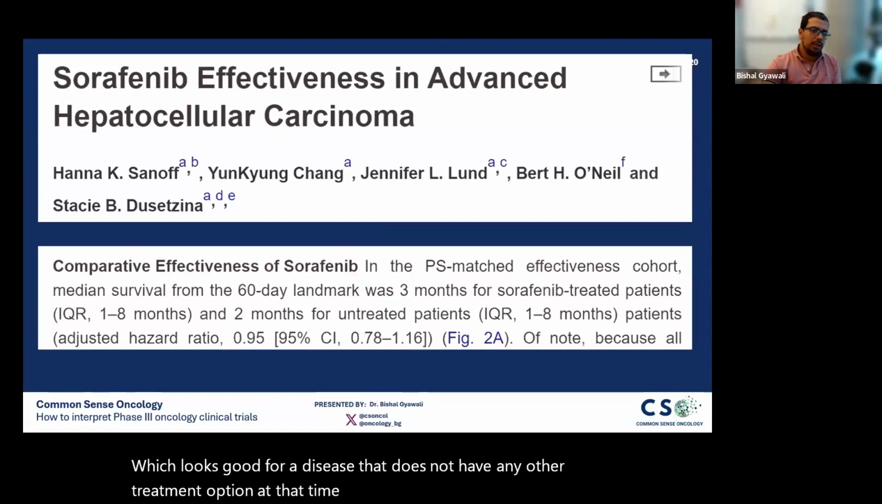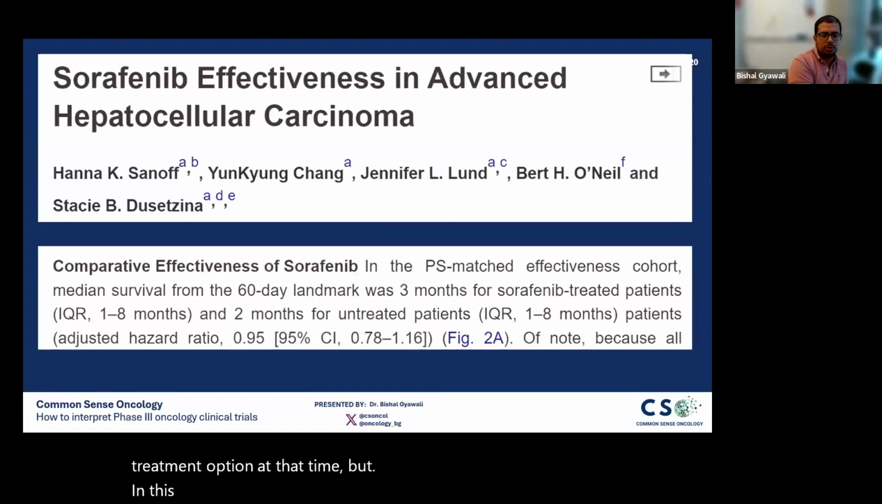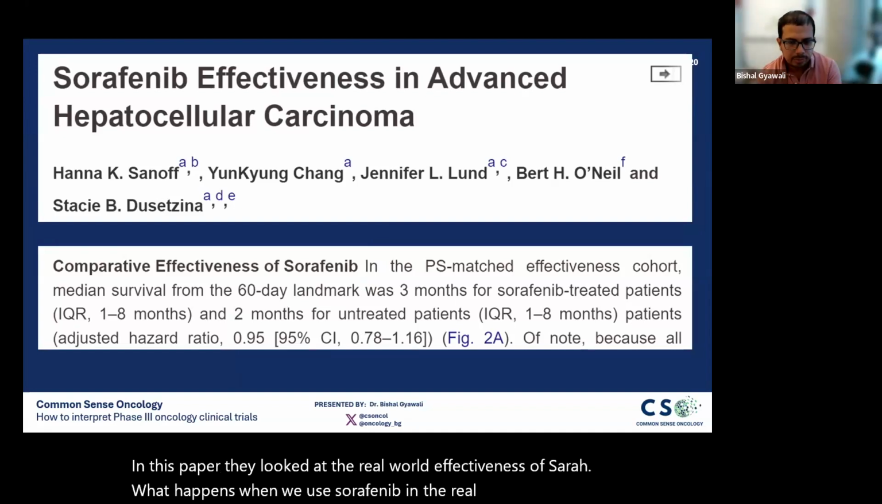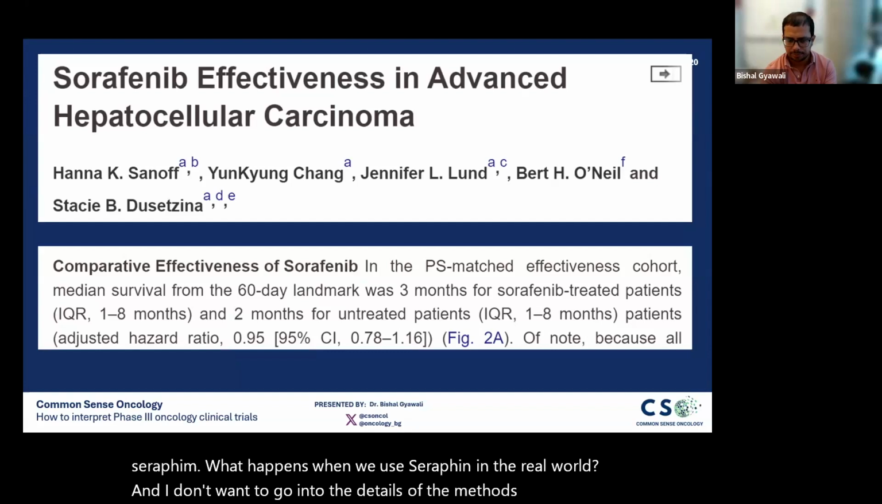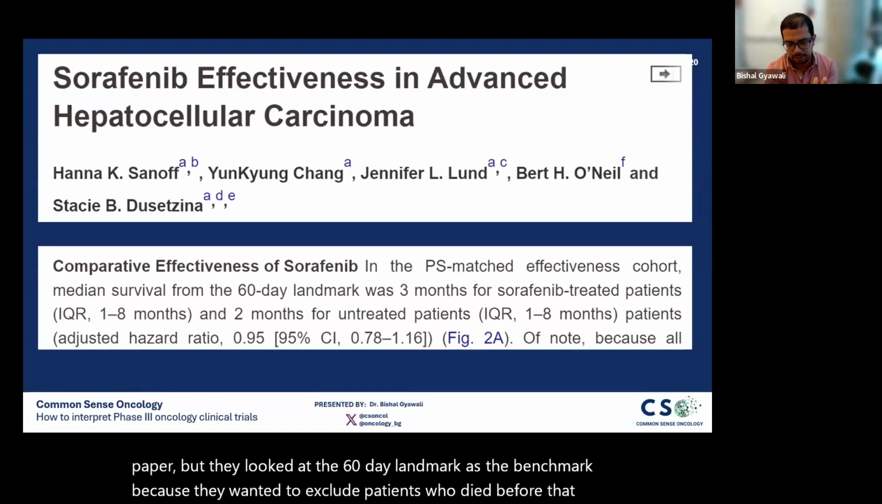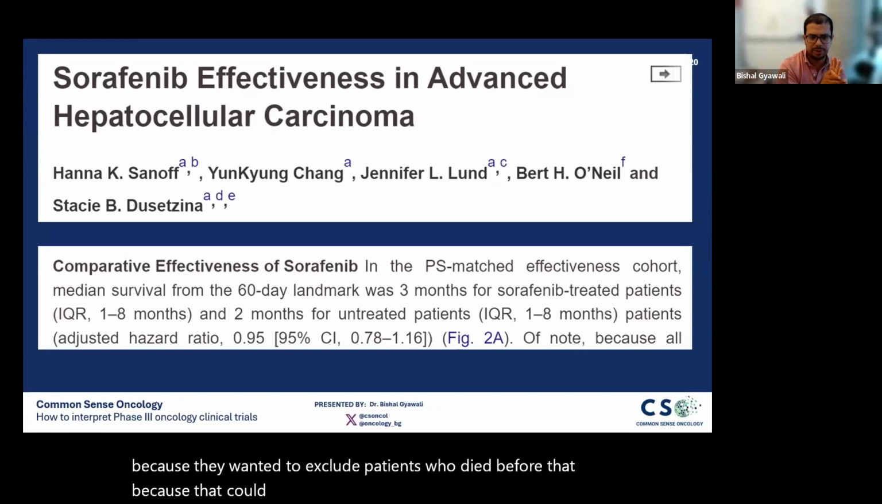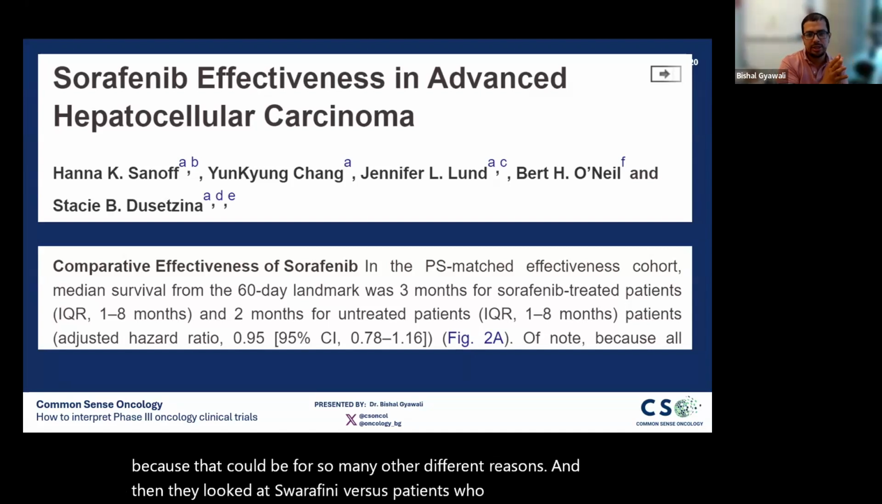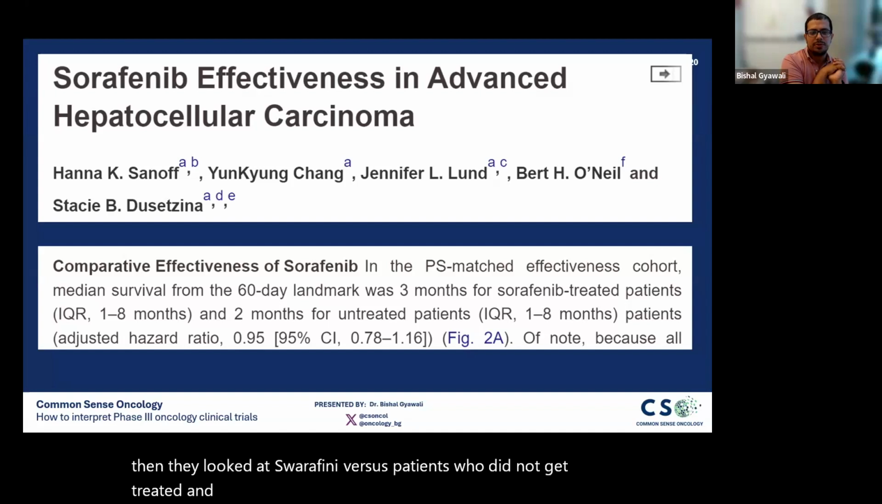But in this paper, they looked at the real world effectiveness of sorafenib. What happens when we use sorafenib in the real world? And I don't want to go into the details of the methods of this paper, but they looked at the 60-day landmark as the benchmark because they wanted to exclude patients who die before that, because that could be for so many other different reasons. And then they looked at sorafenib versus patients who did not get treated. And they found 3 months versus 2 months.